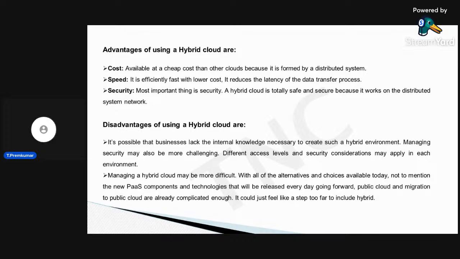Different access levels and the security considerations may apply in each environment. Then the other point of the disadvantage of the cloud computing is the managing in hybrid cloud may be more difficult. With all the alternatives and choices available today, not to mention the new PaaS components and technologies that will be released every day going forward, the public cloud and migrations to the public cloud are already complicated enough. It could just feel like a step too far in including hybrid.